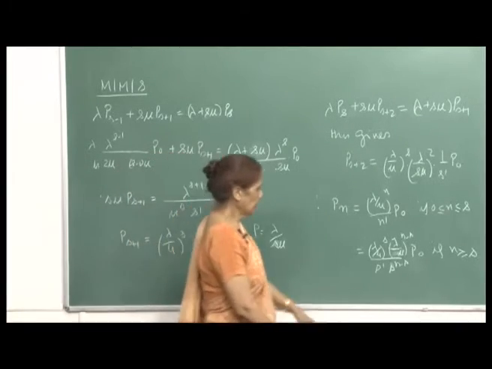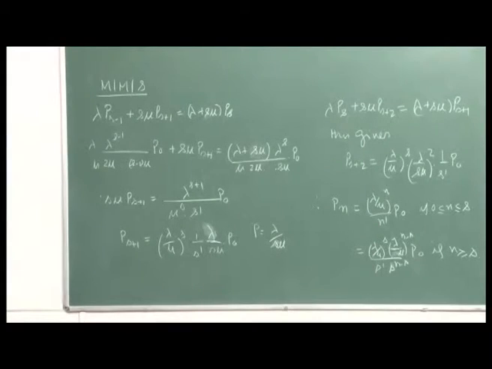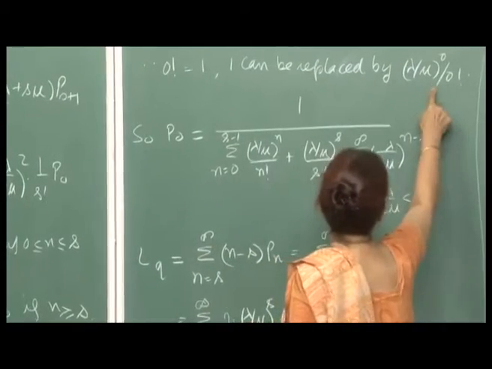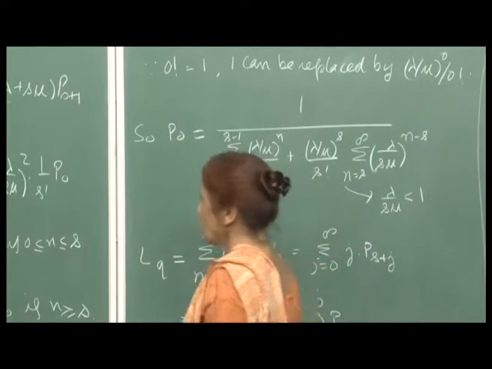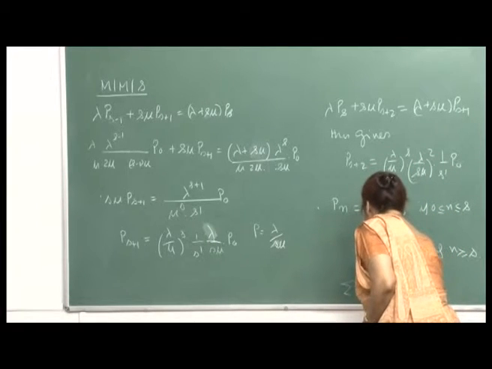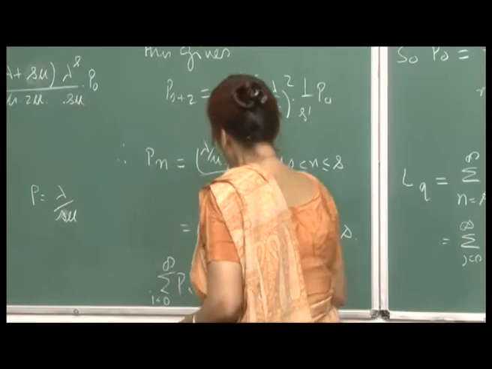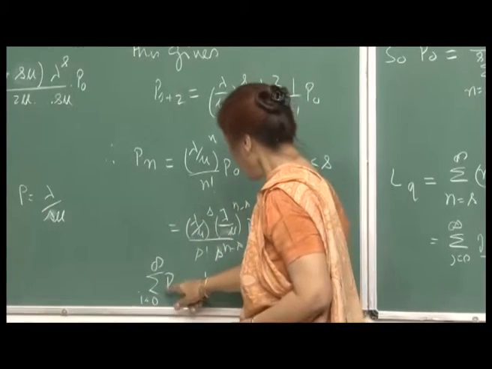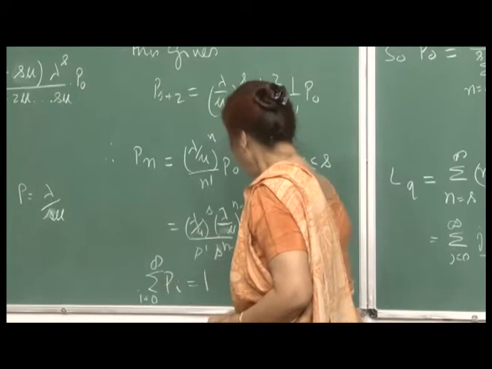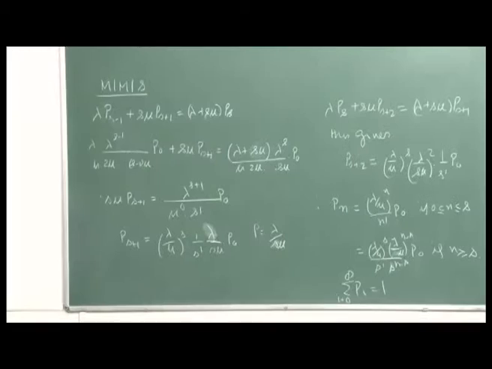And so, now since we have the general expression, you can use the convention that 0 factorial is 1, and therefore, 1 can be replaced by lambda by mu, because when you add up, you want to use the fact that the summation of p i, i varying from 0 to infinity, is 1. So, when you write p 0, all others are also in terms of p 0. So, the series will become 1 plus and so on, divided by p 0. So, 1 we are replacing by 0 factorial.